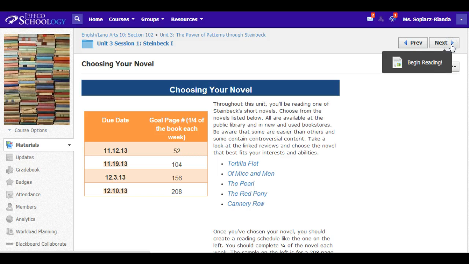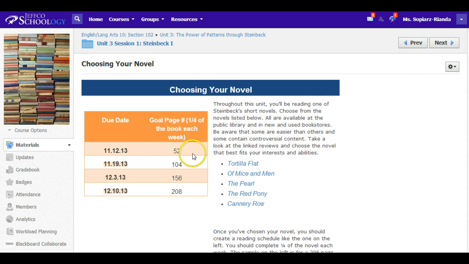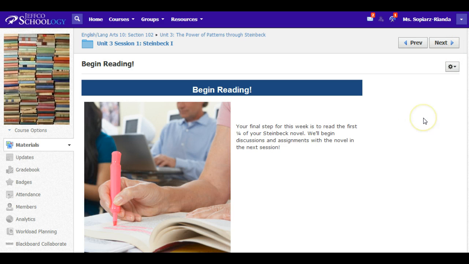Once you have selected your book and created your schedule, the next step is to read 1/4 of the Steinbeck novel. The best way to do this, honestly, is to sit down every day and say, for example, it's 52 pages. You want to spread that out over 4 days. Just divide that number by 4. So it leaves you a couple of days to actually do the work. So about 10 to 15 pages a day is what you should be reading. So you can break it down by week, and then you could break it down further by day. Okay? That's the best way I would think to do it.